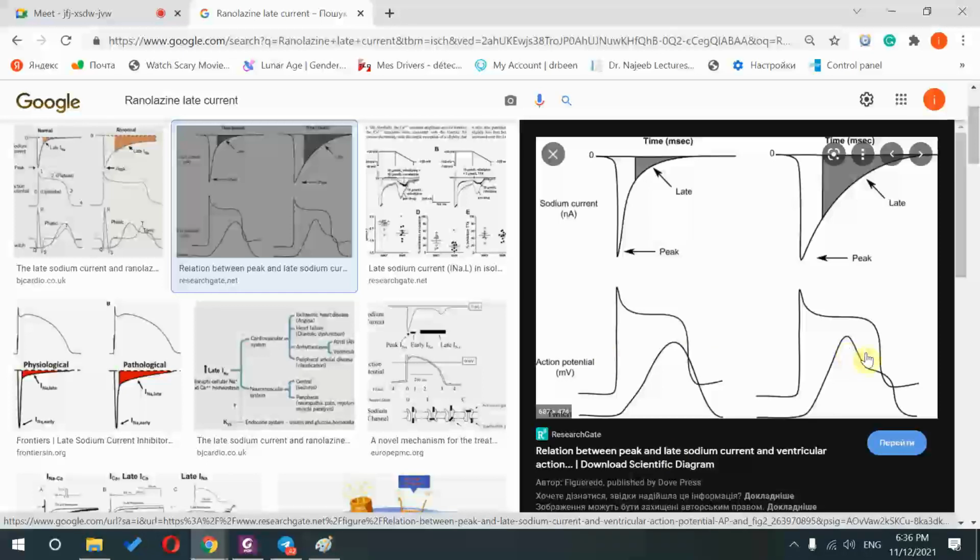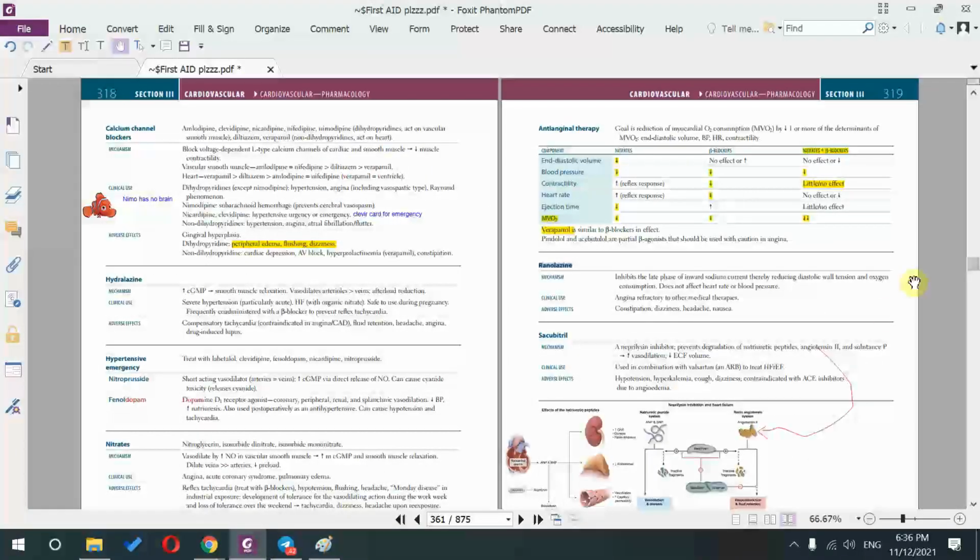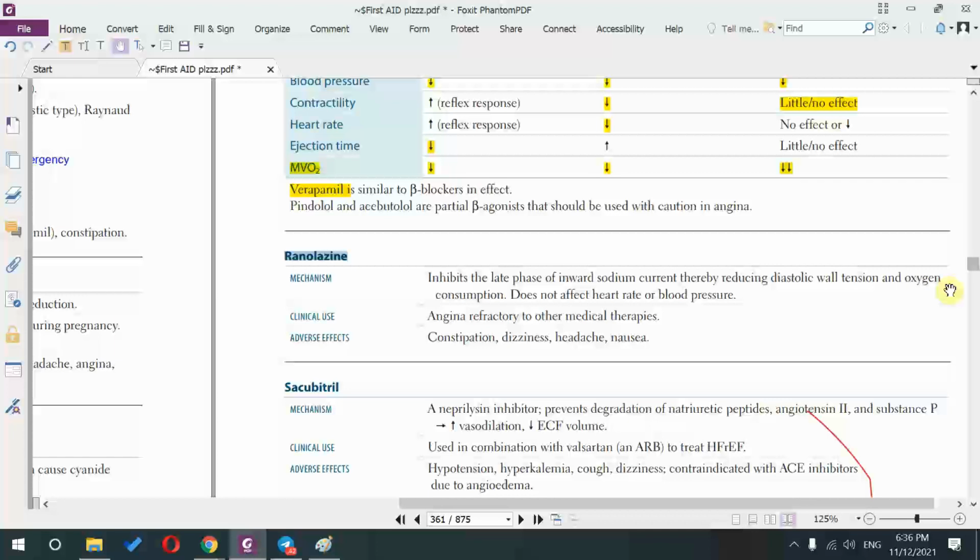Look what it leads to. It leads to a weird shape here. You're like, wow, this acting on the late phase and it's looking weird. Exactly. So why would you do that type of thing? Well, because it reduces the heart rate, basically. It prolongs the heart rate. So it inhibits the late phase of inward sodium current, thereby reducing the diastolic wall tension and O2 consumption.